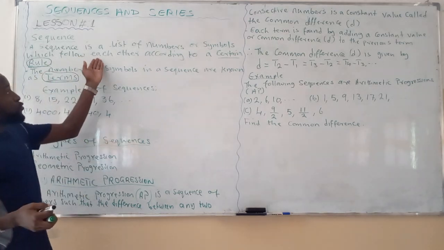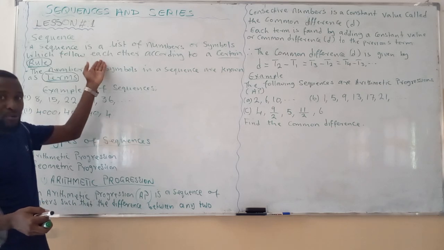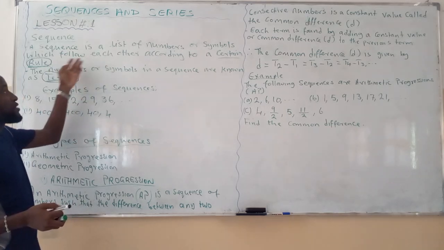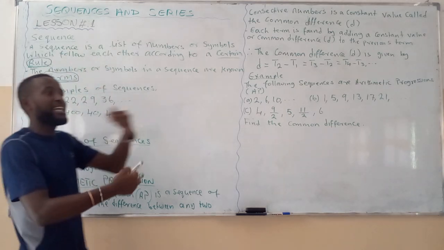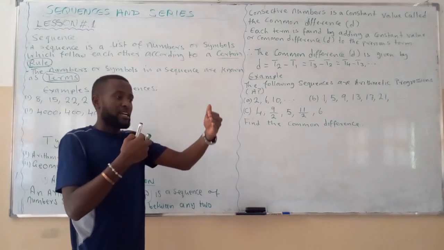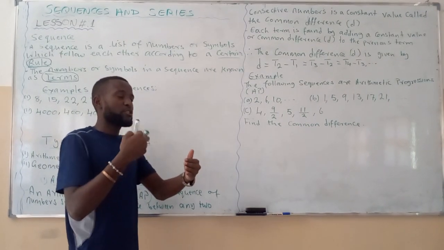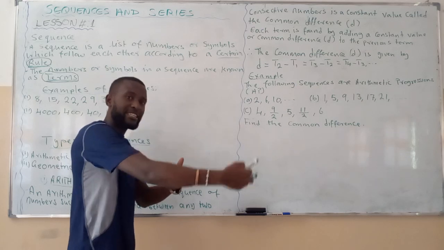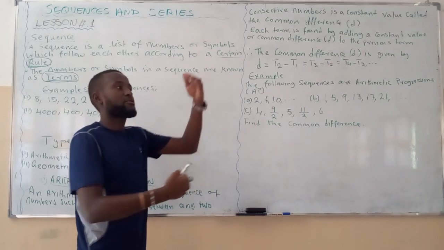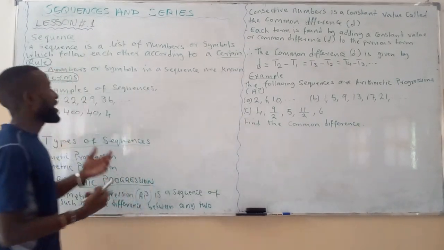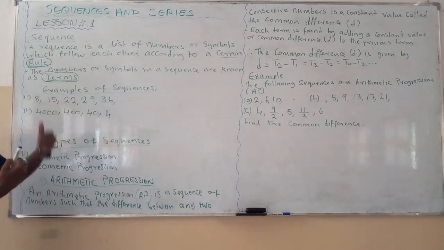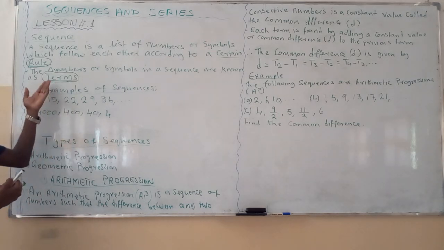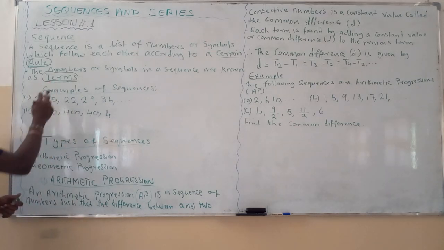To be sure that this is a sequence, there should be a rule that helps us find each term: a rule that makes us find the first term, a rule that makes us find the next term, and another rule that makes us find the third term, just like that. The numbers or symbols in a sequence are known as terms. Keep note, don't forget this.